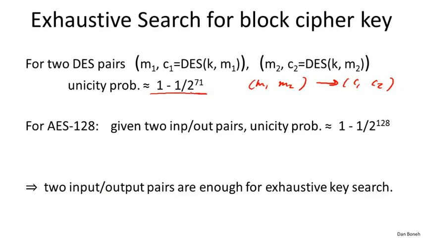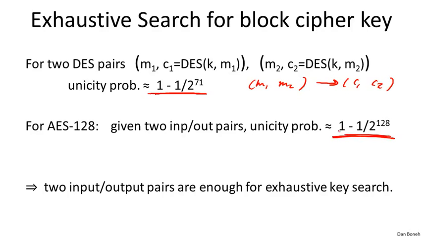Okay, essentially, this is very close to 1, and basically it says given two pairs, it's very likely that only one key will map this pair of messages to this pair of ciphertexts, and as a result, again, we can ask, well, find me that unique key. And by the way, the same is true for AES.